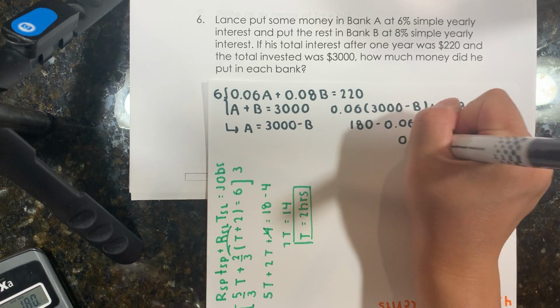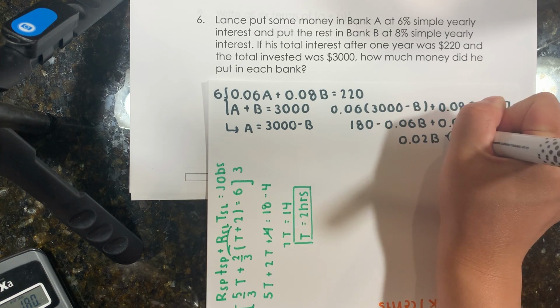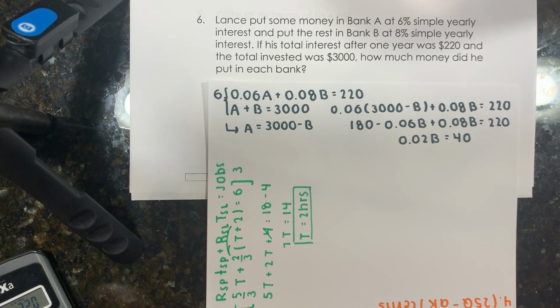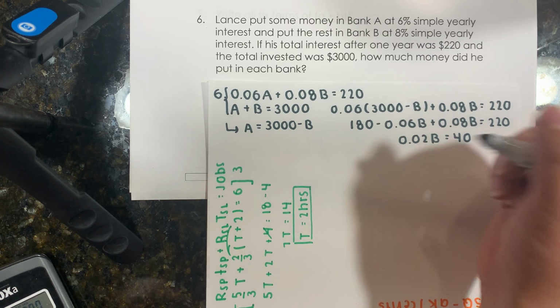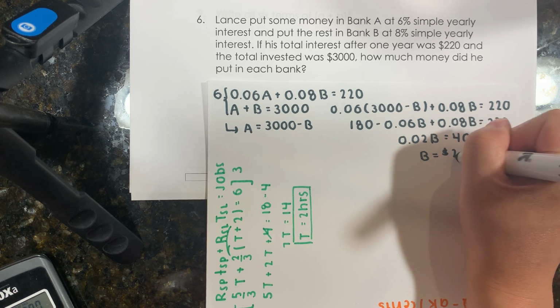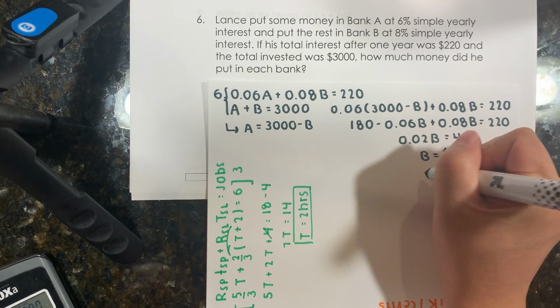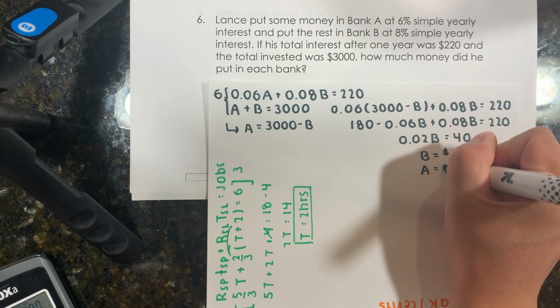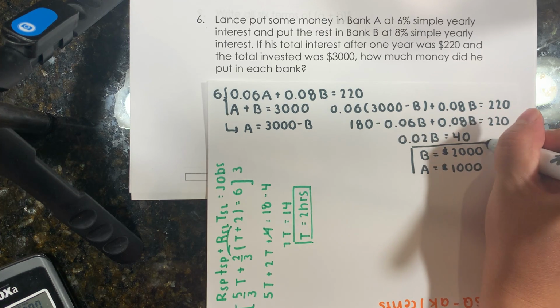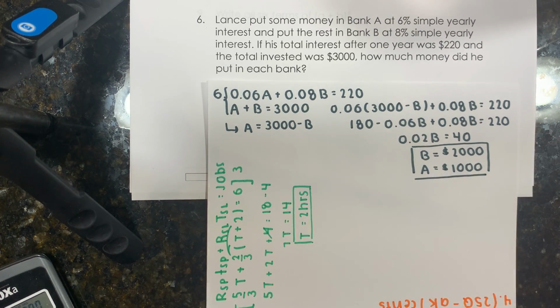So adding that together would be 0.02B is equal to 40. And then divide that by 0.02, which would give me the amount that we invested in Bank B would be $2,000, which means in Bank A, we would invest $1,000. So it turned into a substitution or elimination problem.